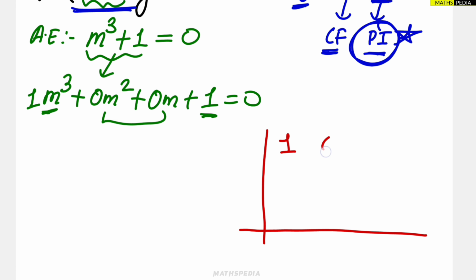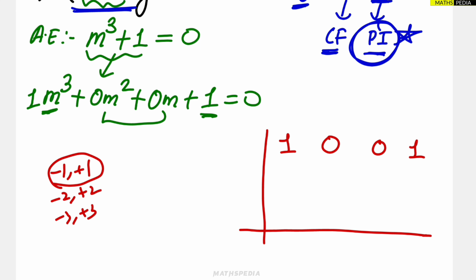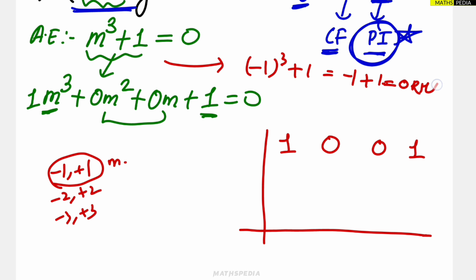So it will be 1, 0, 0, 1, and outside, what will be there? See, you have to substitute some values. Always remember, you can start with minus 1, plus 1, then minus 2, plus 2, minus 3, plus 3, and so on. First you start with minus 1 and plus 1. You substitute in the equation in place of m. If you are getting the right-hand side, then that becomes one of the solutions, right? So if I take minus 1 and substitute, minus 1 cube plus 1, how much are you getting? Minus 1 cube is minus 1, plus 1 is equal to 0. That means you are getting the RHS value. So minus 1 is one of the solutions.